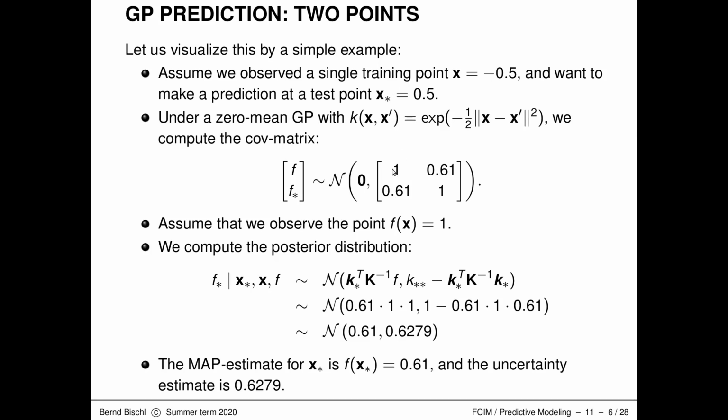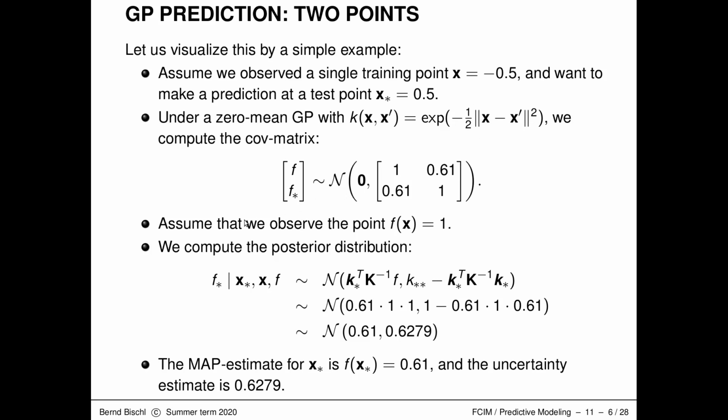So first of all, we know that the covariance of x with itself under the squared exponential is obviously 1. The same holds true for the covariance between x star with itself. And the more interesting part here is the covariance between x and x star. So we simply enter x and x star, so -0.5 and +0.5, into this little formula and then compute their covariance.